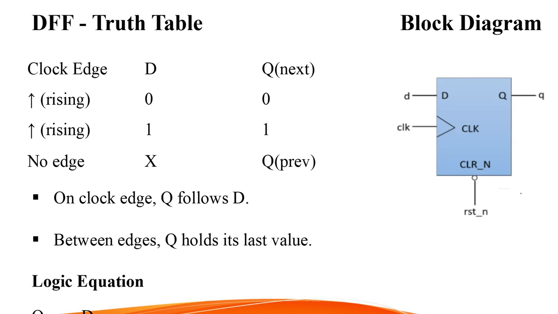If data is 0, the output will be 0. If data is 1, the output is 1. And if there is no clock edge, the output will be the previous state only. Whatever the previous output, that will be reflected here. On the clock edge, Q follows the data D. Between the edges, Q holds its last value. The logic equation for this: Q next equal to D.